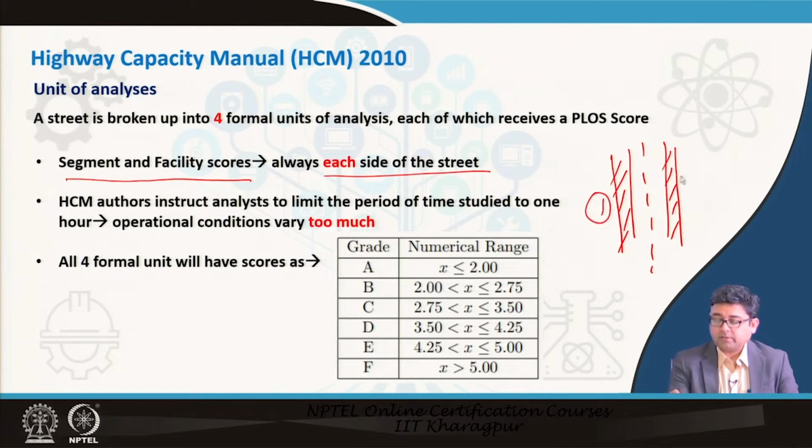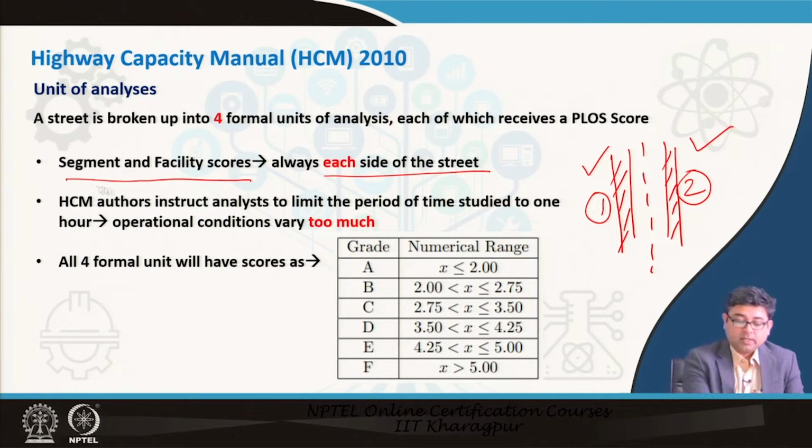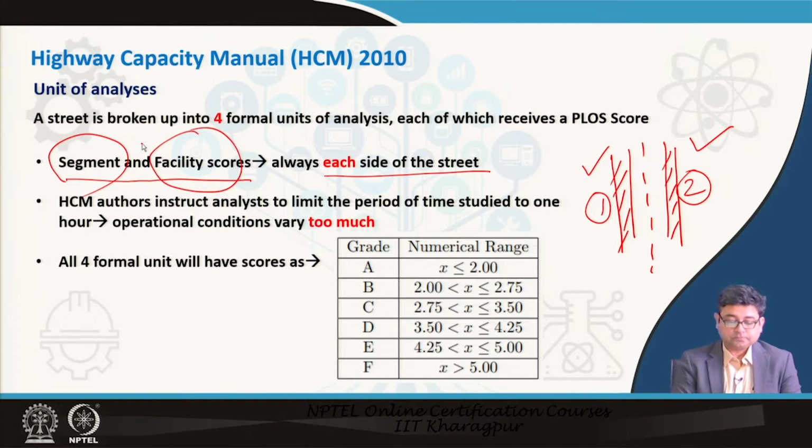So, if this is one footpath and this is the other footpath, then each of these will have the PLOS score developed differently when you are looking at a segment PLOS score and the facility PLOS score. And the period of time of study is limited to 1 hour. When we are looking at the flow, speed and density of how people are walking, we limit it to 1 hour time periods, because it has been observed that pedestrian flows vary greatly from hour to hour.